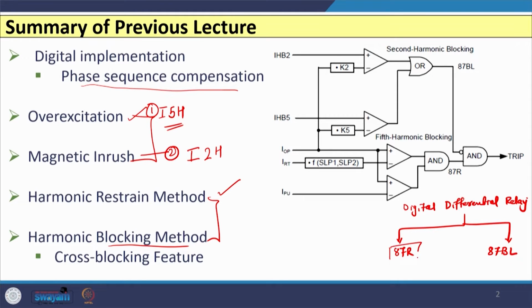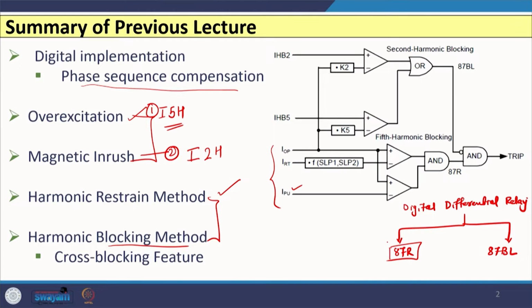The 87R, the first part, consists of the lower one, where you have the operating current that is given to an operational amplifier and the restraining current that is also given to an operational amplifier, but through the slope. If you have a single slope characteristic, you can have one slope. If you have a dual slope characteristic, you have to input two slopes. Then we do have the initial threshold setting, that is IPU, and we will discuss later, when we solve the example, what is the significance of IPU.